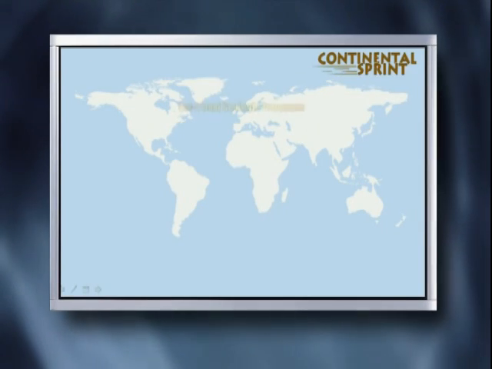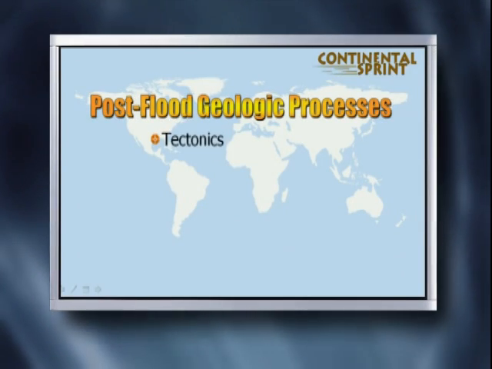Well, now, we're going to talk today about what the world was like after the continental sprint. That's right. Well, continental sprint didn't all of a sudden stop. There are some leftover effects and aftereffects. And tectonics continued. The process that deformed the Earth continued into the present day. And, of course, we have earthquakes and we have volcanoes today and things that remind us of tectonics, but nothing like the tectonics of the past.